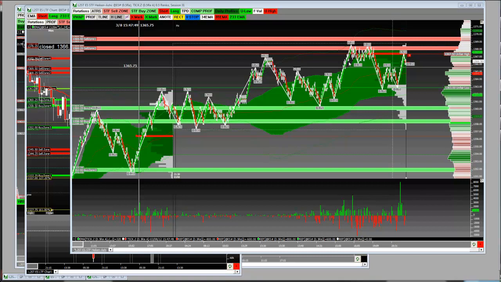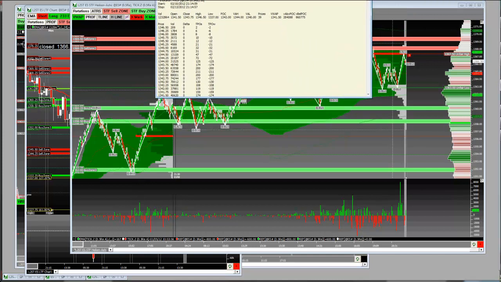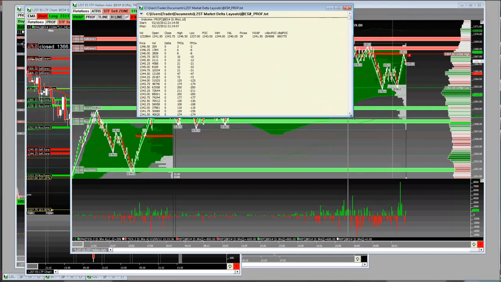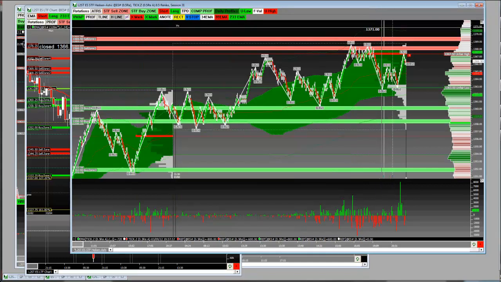Market Delta will automatically ask me to save it, and then when it opens up, I will get a little text file with all the information about that indicator. The amount of volume that traded at every price, the TPOs, open, high, low, close, etc. So every indicator you can do that for in Market Delta. It's useful if you want to do some studies.